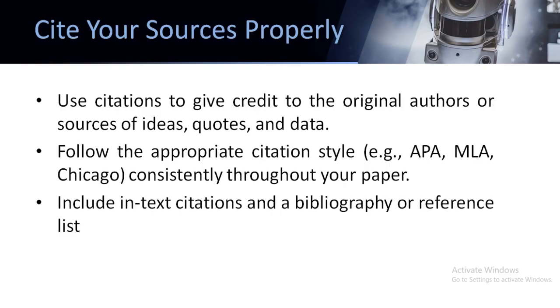If you want to avoid plagiarism, you have to do citations. You have to use proper citations to give credit to the original author or source of the idea, quotations and data. You have to use an appropriate citation style. It may be APA, MLA or Chicago, used consistently throughout the paper, and we have to include in-text citations and a bibliography or reference list.